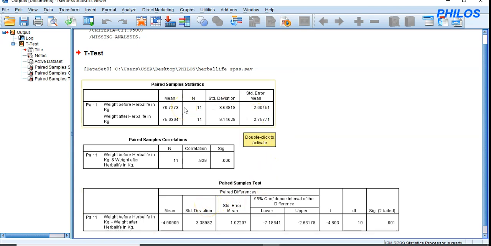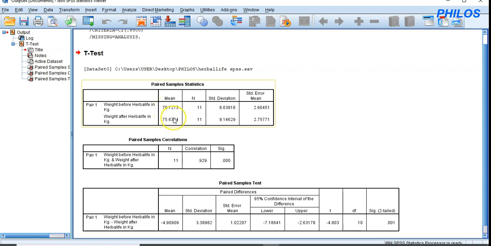When you look at the first table, which is the paired samples statistics, for the weight before Herbalife in kg, the mean is 70.7273, and the sample size is 11. And this is the standard deviation and this is the standard error. And then when we take the weight after Herbalife in kg, the mean is 75.6364, and the sample size is also 11. And then this is the standard deviation and this is the standard error of the mean as well. Now when we look at the mean of the weight after Herbalife, we can see clearly that it is more than the mean weight before Herbalife.